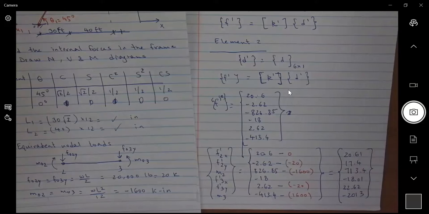Okay. I hope this example illustrates how we apply the process, as well as how we handle distributed loads and internal forces.